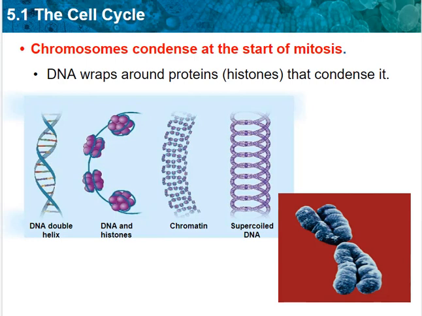So it's important to understand that chromosomes are essentially the DNA wrapped up in proteins. And you can see from these diagrams how the DNA is wrapped up in what are called histones. Then those histones wrap upon themselves and become supercoiled DNA strands, which ultimately become what this photograph looks like, the X-shaped chromosome.